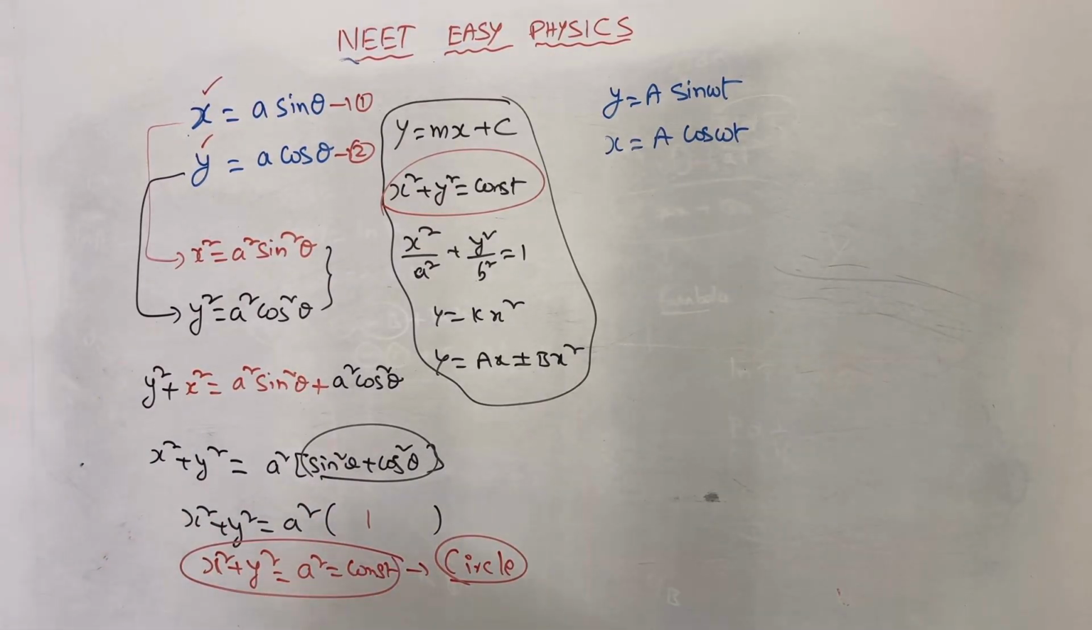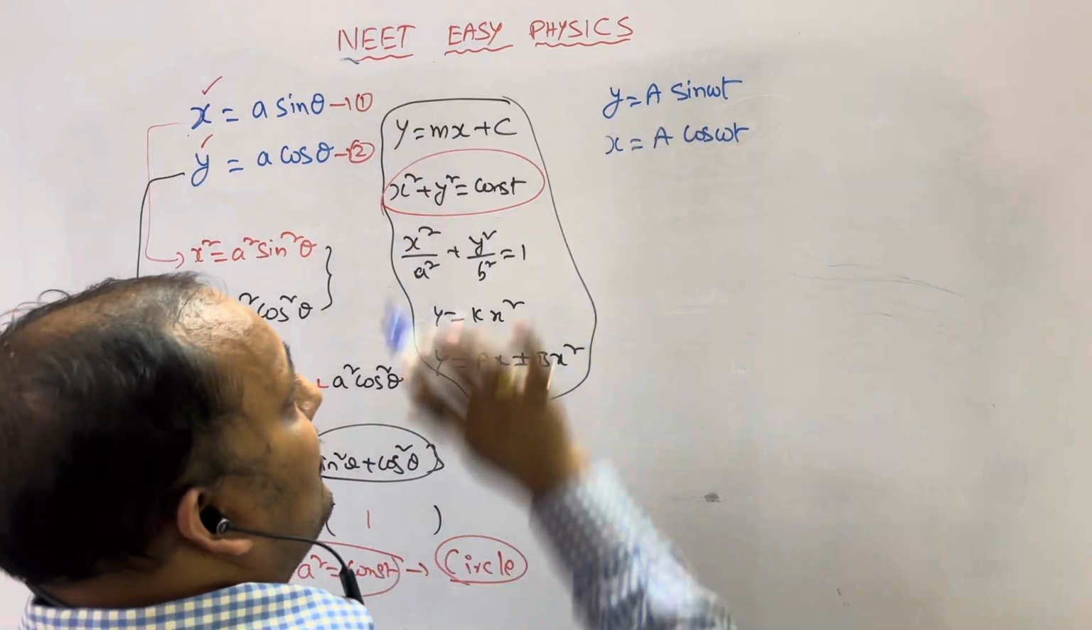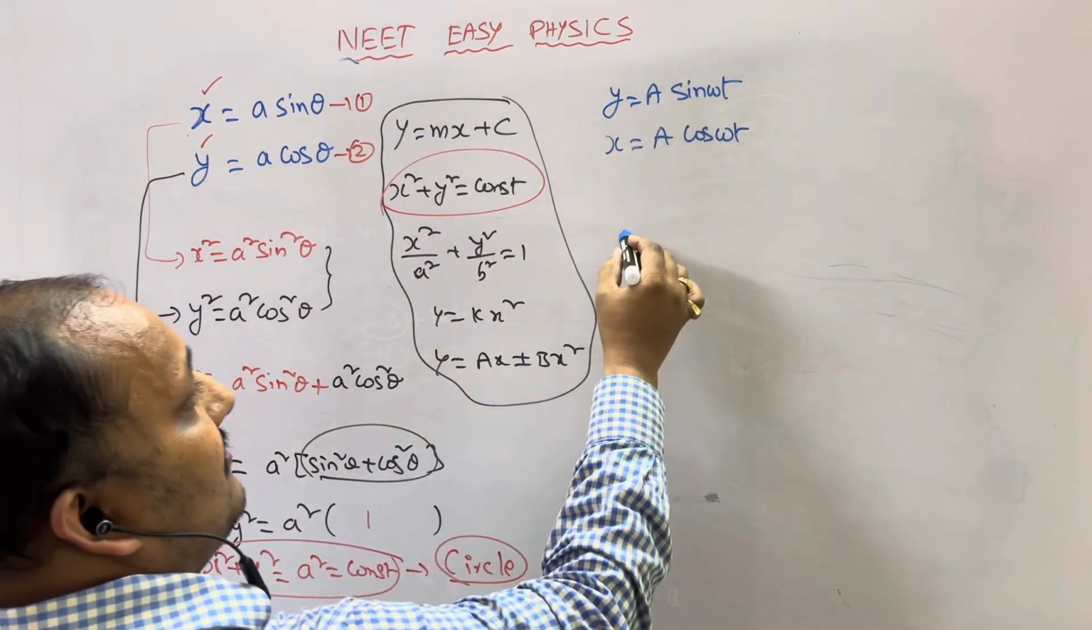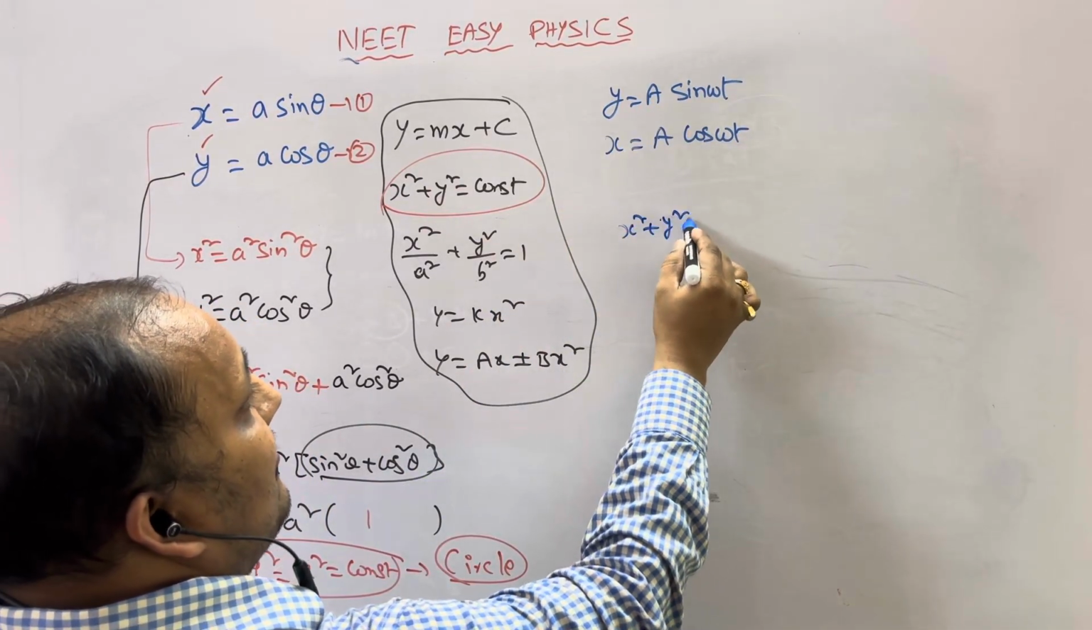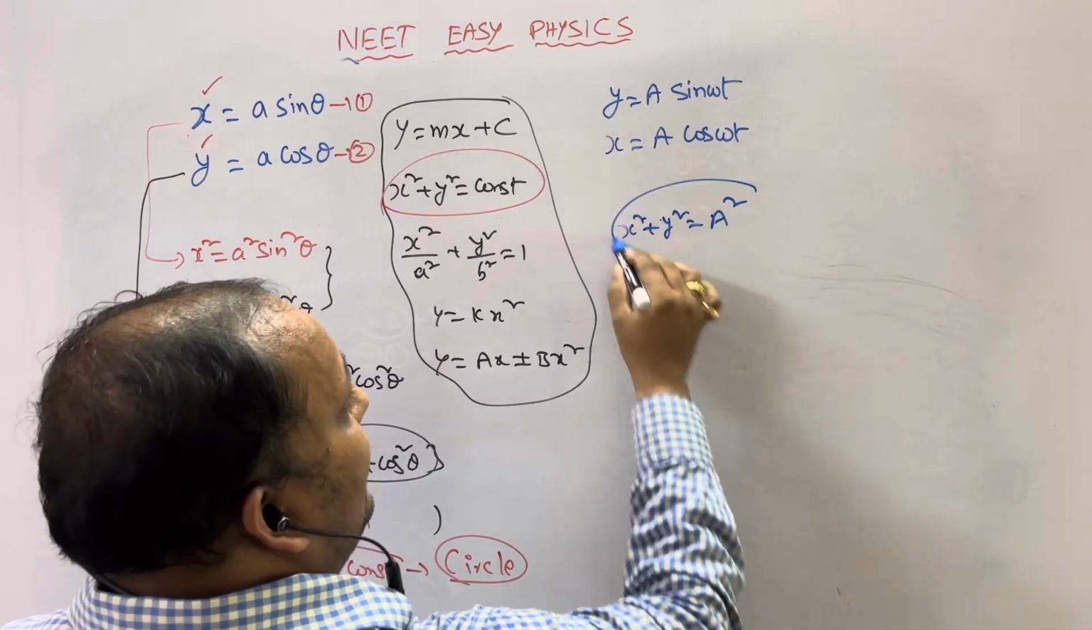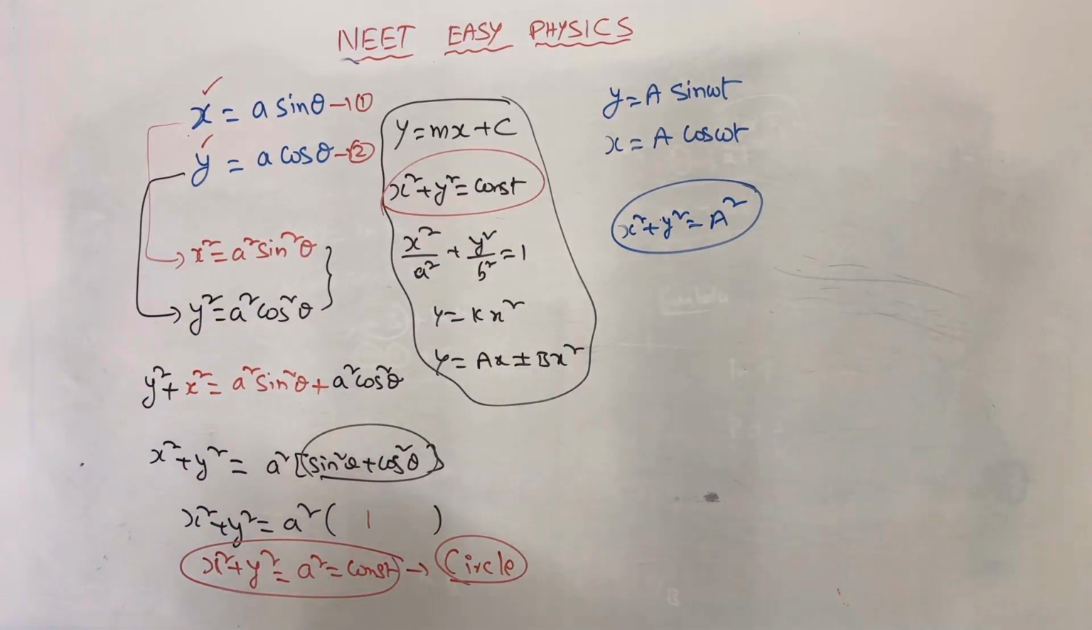Understood? Here also you get the same: x square plus y square equal to capital A square. Therefore the nature of the x and y graph will be a circle.